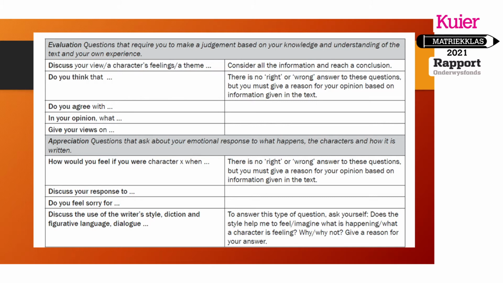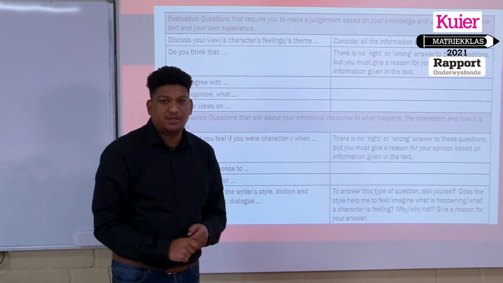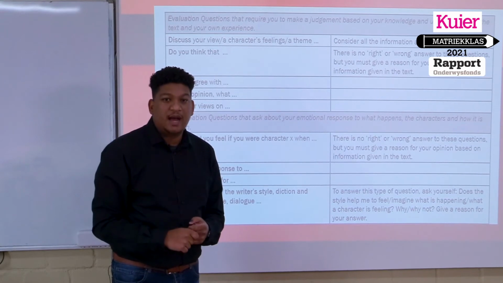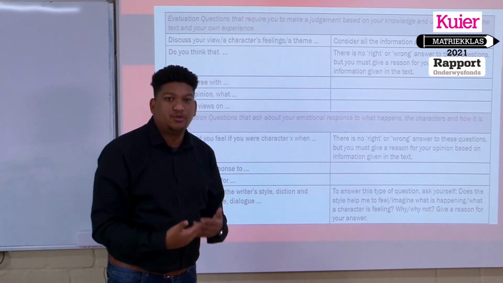The last one says here, discuss the use of the writer's style, diction and figurative language, dialogue. To answer this type of question, ask yourself, does the style help me to feel or imagine what is happening or what the character is feeling? Why or why not? Give a reason for your answer. Very important, give a reason for your answer. So, discuss the use of the writer's style, diction and figurative language. How did the writer write to convey his or her message? How did it make you feel? How did he ensure that the message that he wanted to convey got through to people?